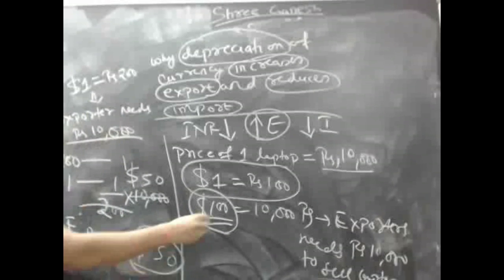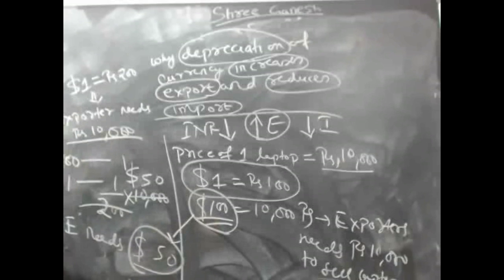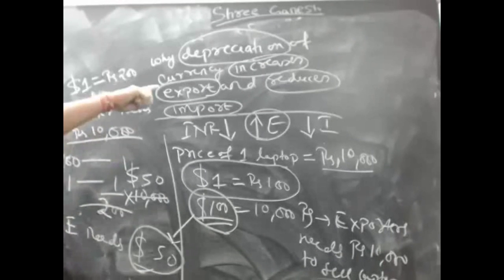So if that person has $100, rather than buying one laptop, he will say, okay, do one thing, give me 2 laptops. Because in that same price, he can buy 2 laptops. So as a result of this, export order or export quantity will increase. Right? Have you understood how depreciation of currency results in increase in export?